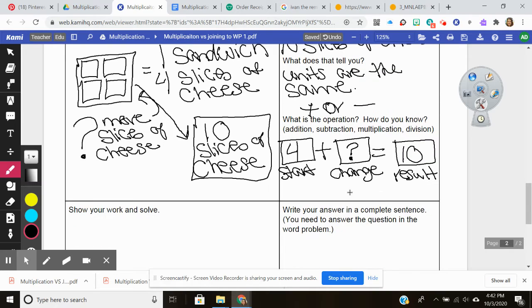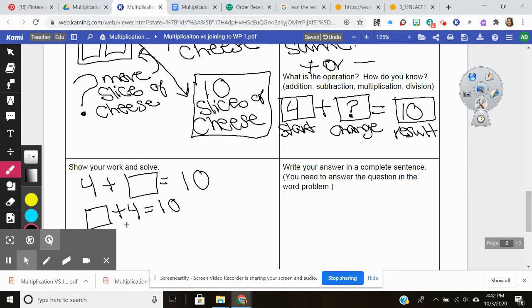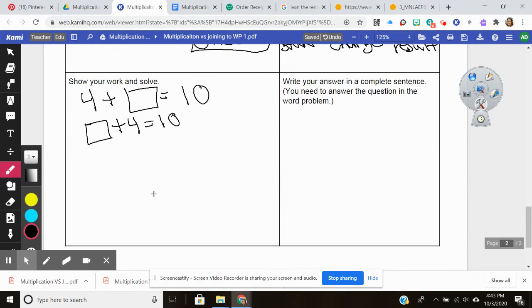All right. So what does that tell me? That tells me I need to find the change. Okay. So when I'm finding my change, I have 4 plus a blank equals 10. Well, I know in my fact families that if I go blank plus 4, that would give me 10, but that still doesn't help me to solve. So also in my fact families, if I switch it around and I go 10 minus 4, that would give me my blank. All right. So I can go 10 minus 4.